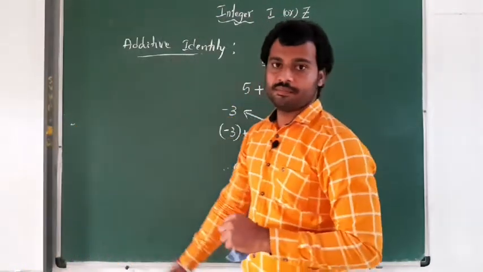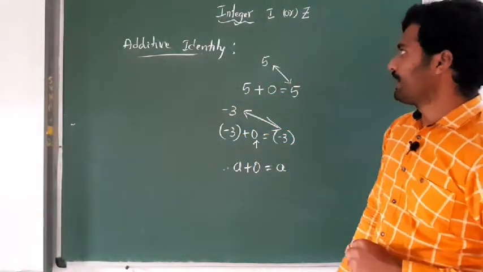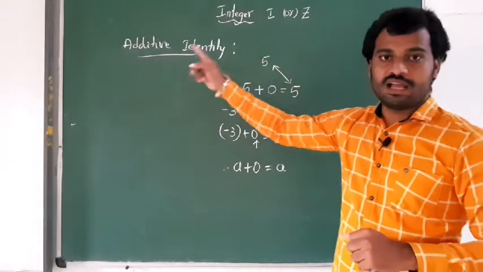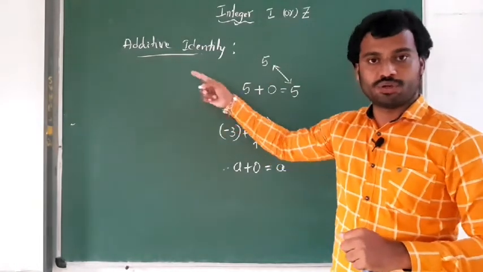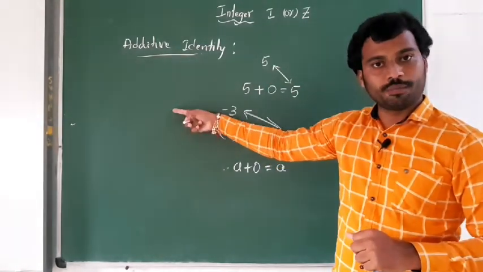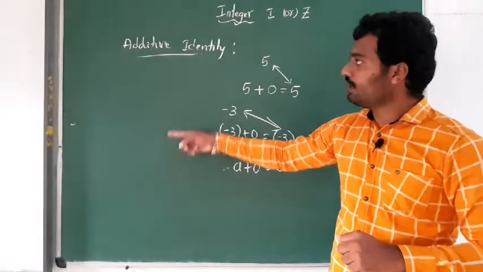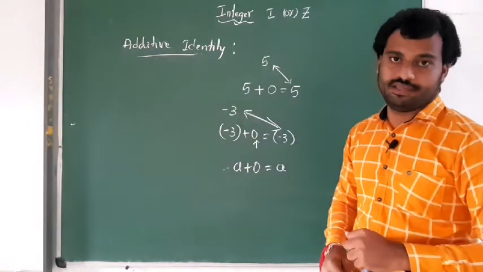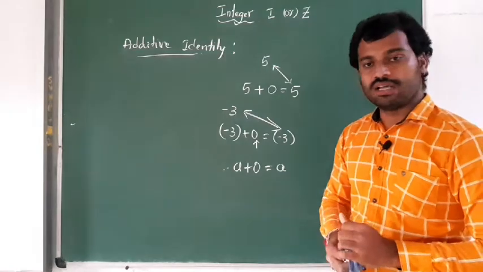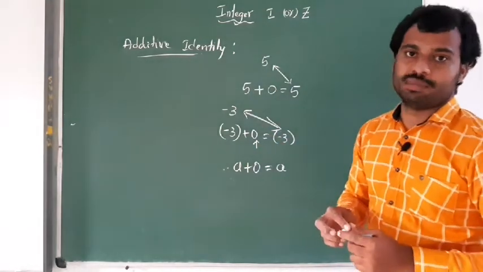Clear? Up to here clear? Very good. What we learned up to here? Addition, subtraction, closure property, commutative property, associative property, and the additive identity. Clear or not? Let us go to multiplication.